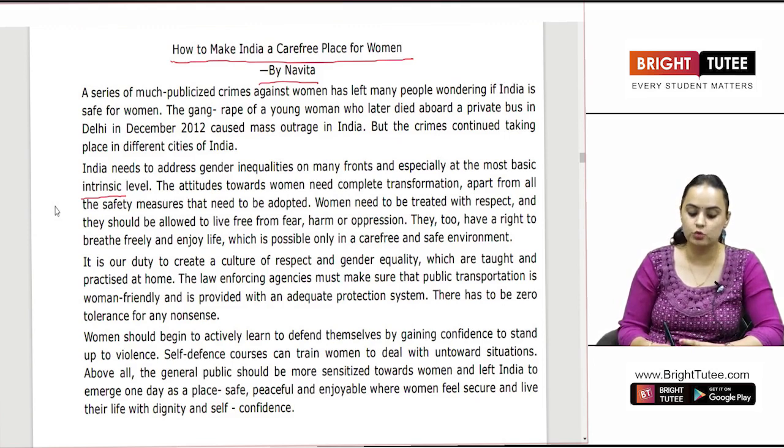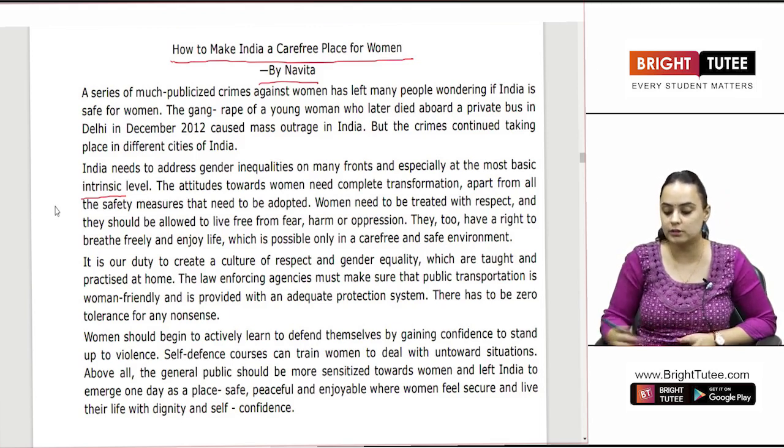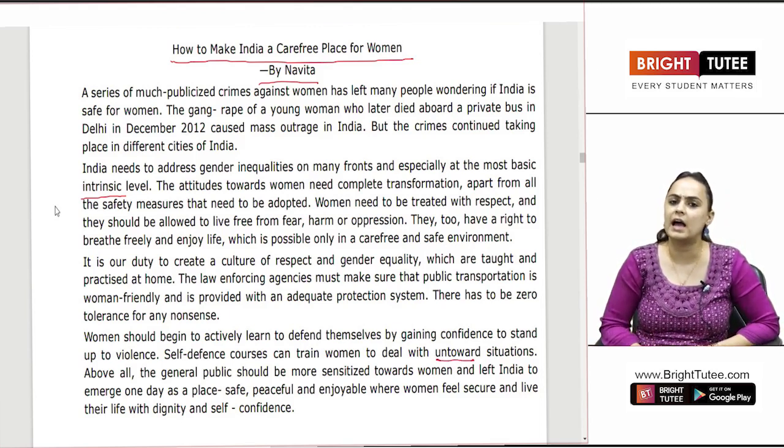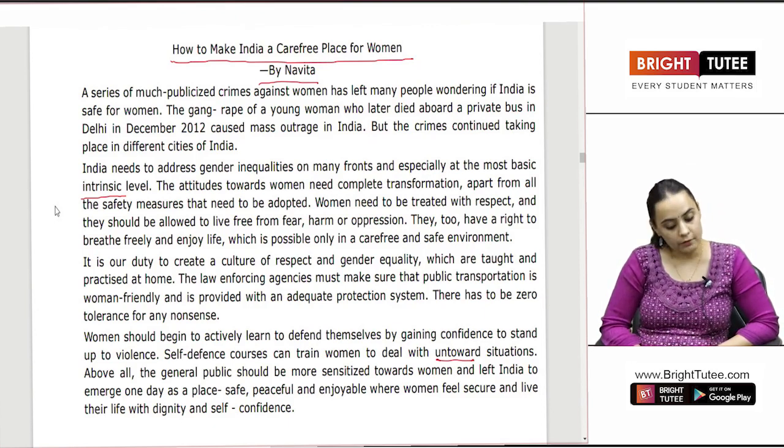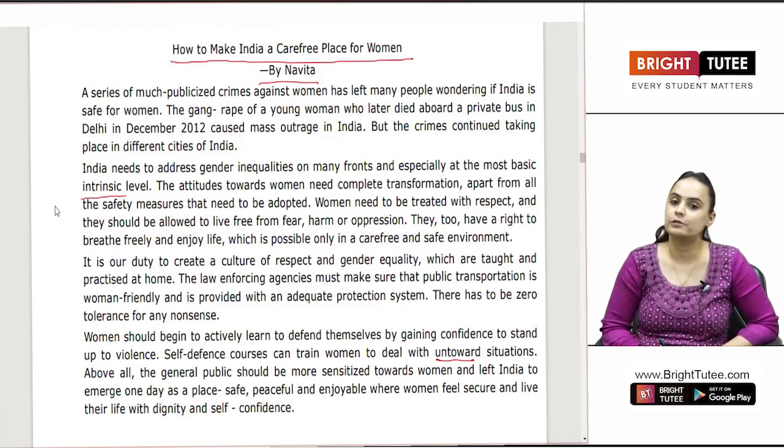Women should begin to actively learn to defend themselves by gaining confidence to stand up to violence. Self-defense courses can take place to train women to deal with untoward situations. Untoward means any adverse, anything which is not in the least expected. Above all, the general public should be more sensitized towards women and help India emerge one day as a place which is safe, peaceful and enjoyable for the woman.